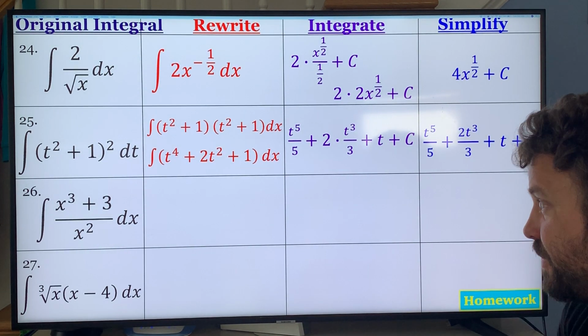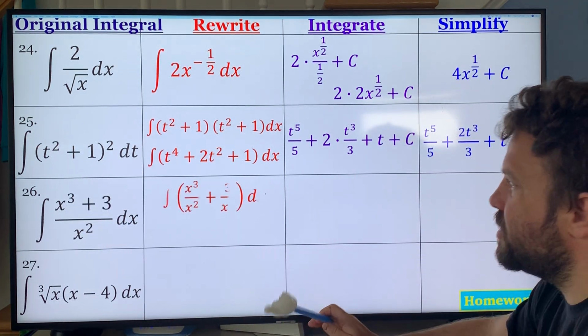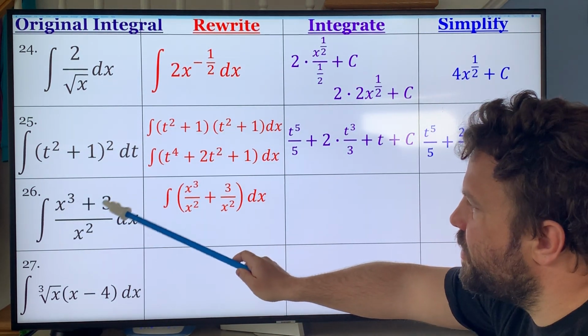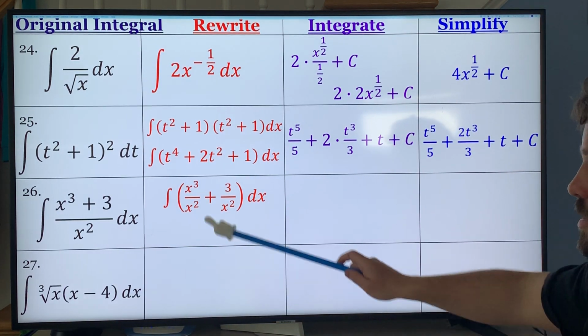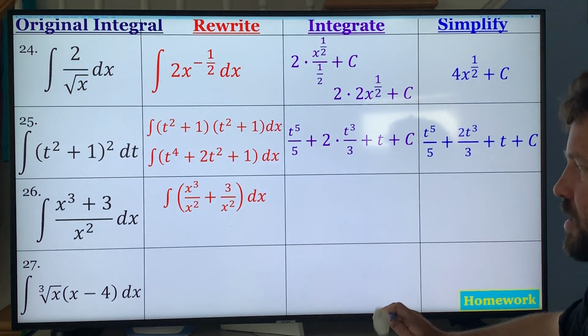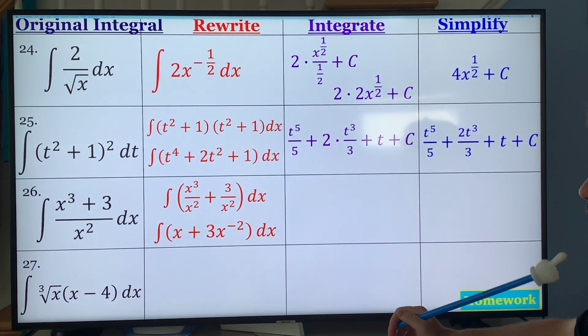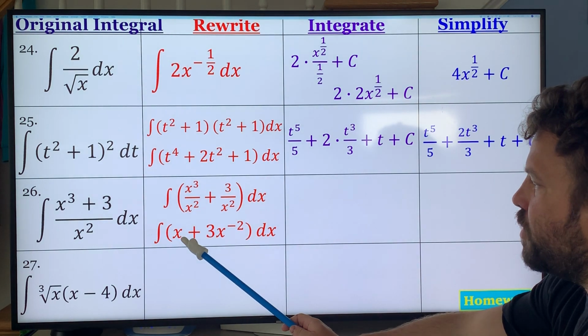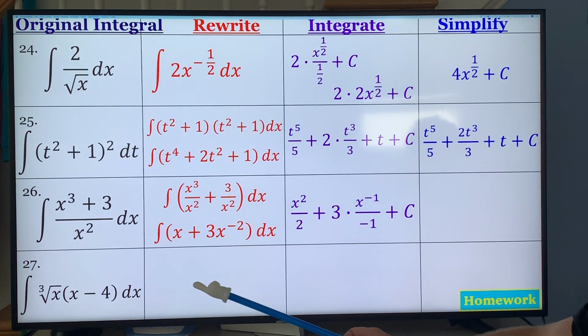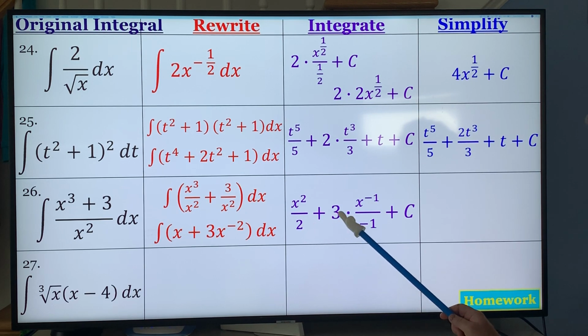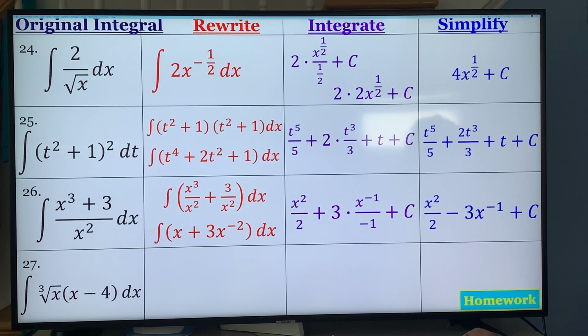I'll give you a hint. Divide. All right, so you're gonna divide each one of these by x squared. X cubed divided by x squared, 3 divided by x squared. Subtract 3 minus 2 is 1. 3x to the negative 2. All right, raising exponents. 1 plus 1 is 2. Negative 2 plus 1 is negative 1. 3 over 2, negative 3. X squared over 2, or 1/2 x squared minus 3x to the negative 1, or minus 3 over x plus c.